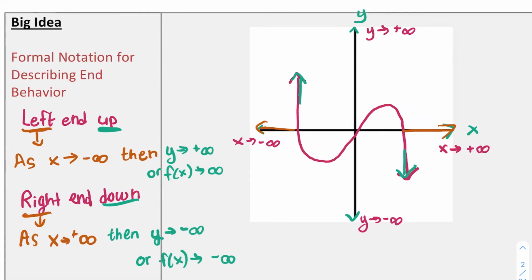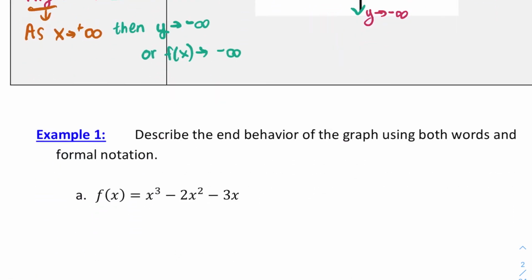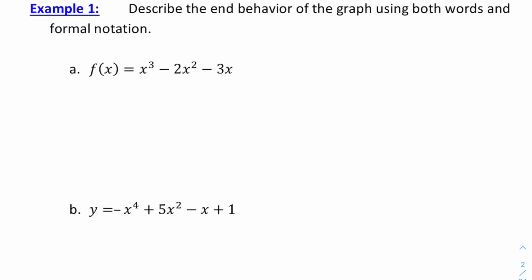So that is equivalent to those words in our mathematical notation. So let's practice this a little bit. We don't have a graph, so we're also going to practice our end behavior. This is a degree 3 polynomial with a leading coefficient of 1, because that's a 1x cubed. So it's an odd degree with a positive leading coefficient.